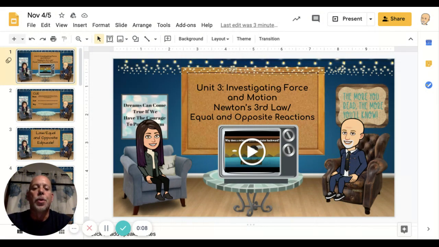Today, we are going to continue with Unit 3, investigating force and motion. We're on to Newton's third law. The first law, inertia, was covered. The second law I covered was force. And now we're on Newton's third law, and it is going to be equal and opposite reactions. So, we're going to watch a quick, short video on Newton's third law.